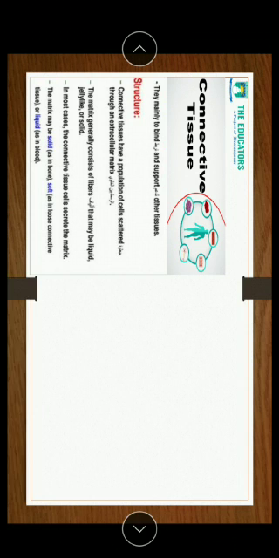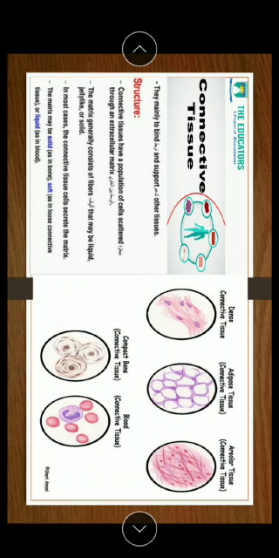Some examples of connective tissues are cartilage, found around the ends of bone, in the external ear, nose, and trachea, as well as bone and blood. Adipose tissue is also an example of connective tissue. It provides energy and supports organs.